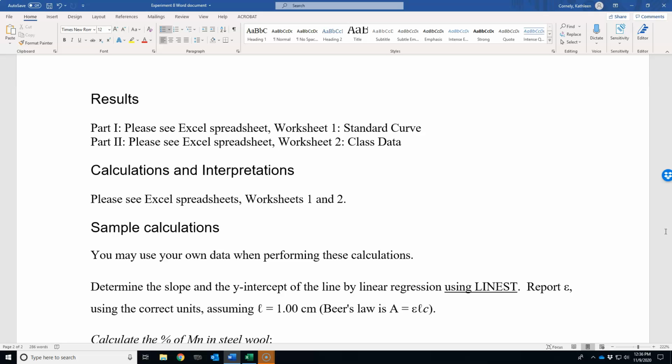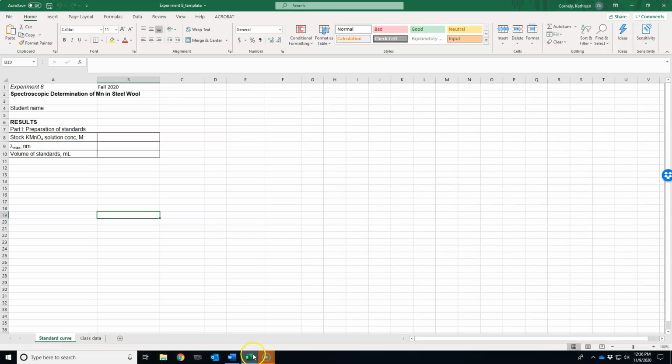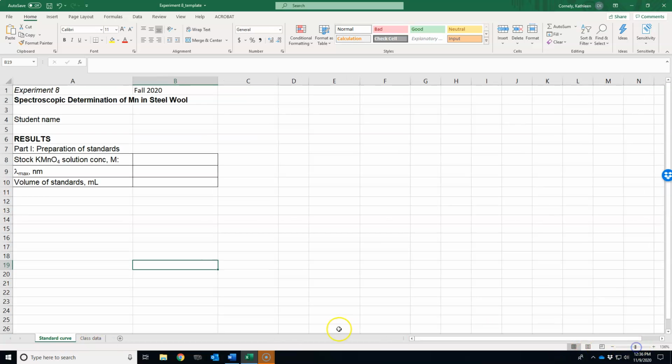The results. Now there are 2 tabs on an Excel spreadsheet that we gave you as a template. So I will go to the Excel spreadsheet. So there are 2 tabs. I'll make this a little bigger so we can see this. So the first tab is labeled standard curve, and this is blank for a reason because you're going to fill it out. So here I have the title and the experiment number and the date. You should put your name right there.